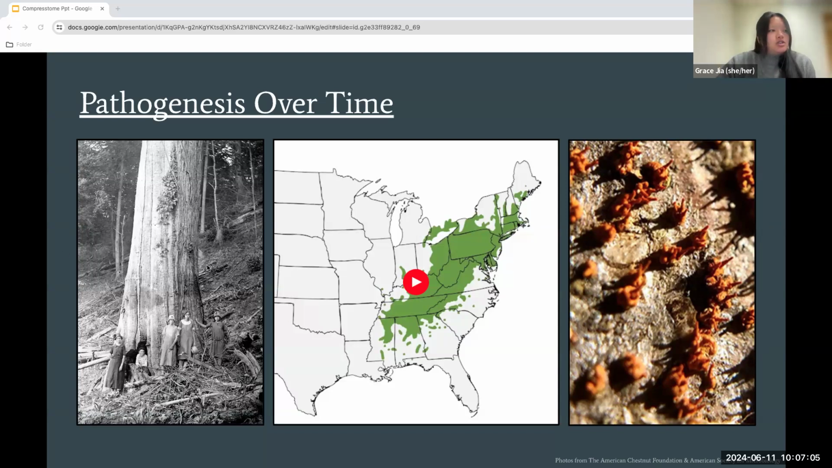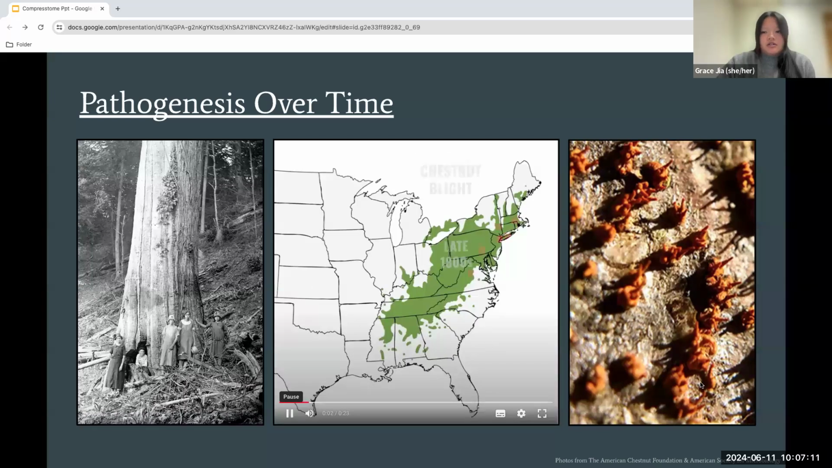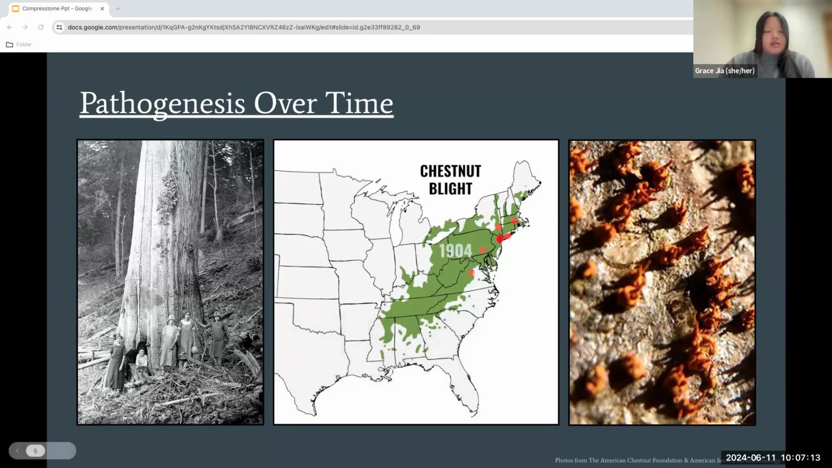This short video shows the expanse of pathogenesis over time, depicting the introduction of the pathogen and how rapidly it developed in the eastern United States. So as you can see, its range is completely covered today. And again, here is just another picture on the side showing the orange stomata that is part of the developing canker.